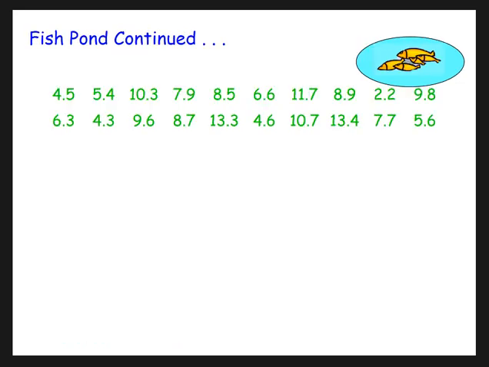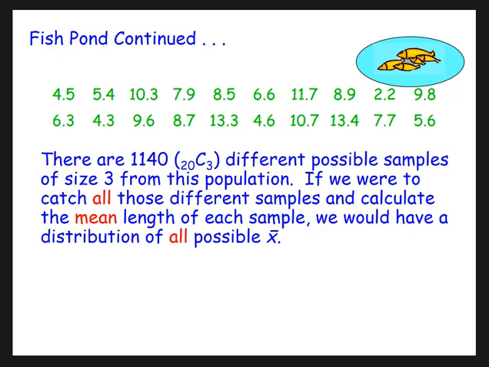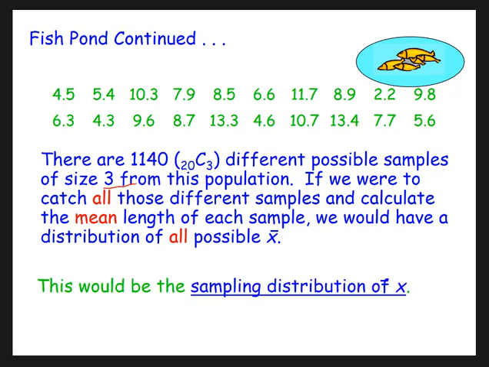So we're looking at this fish pond again. There are 1,140 different possible samples of 3 that we could take from this. There's 20 fish, and there's 1,140 ways to select 3 fish out of 20. Each of them would give us a different mean and a different standard deviation. The means of all of those samples is called the sampling distribution.